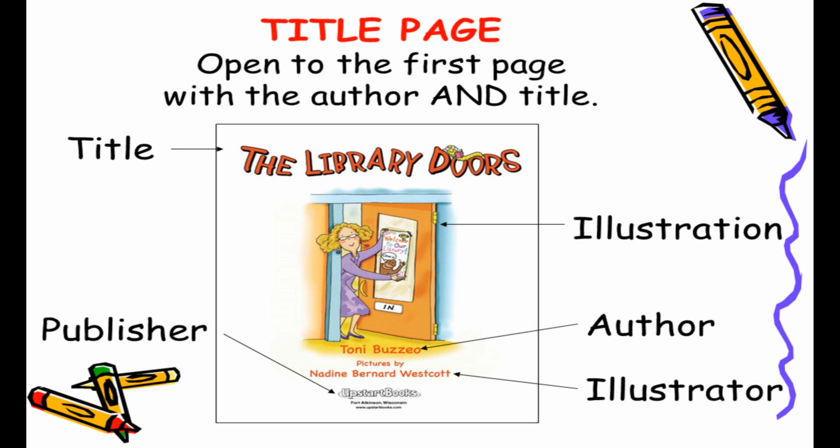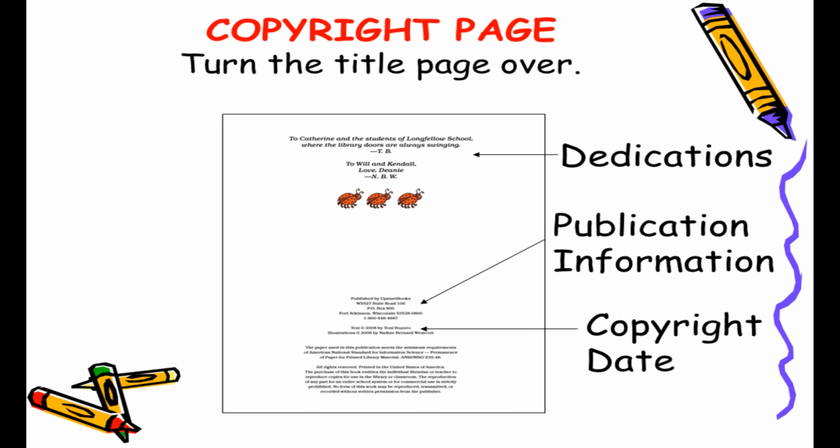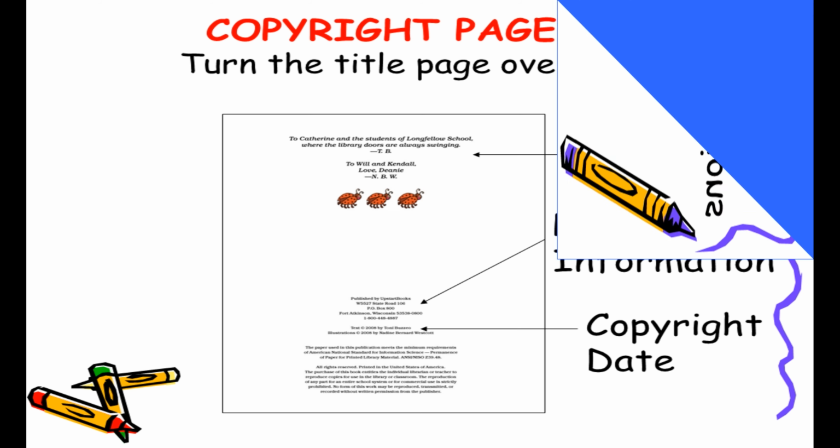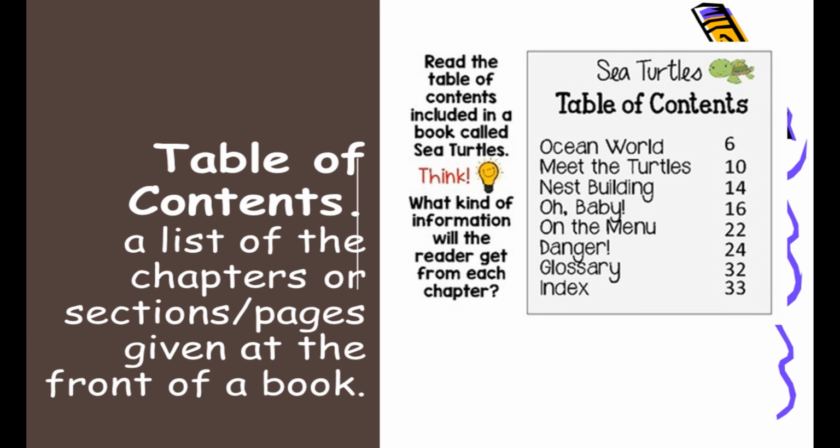The title page. The title page opens to the first page with the author and title. It includes the title, the publisher, the illustration, the author, and the illustrator. The book also has the copyright page. When you turn the title page over, you will see the copyright page that includes the dedication, the publication information, and the copyright date.